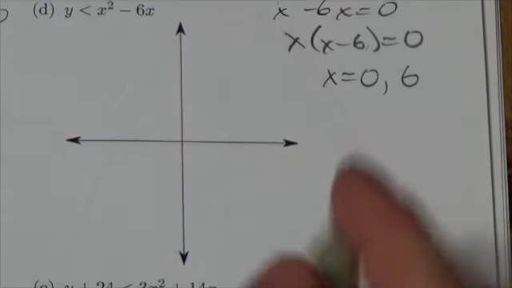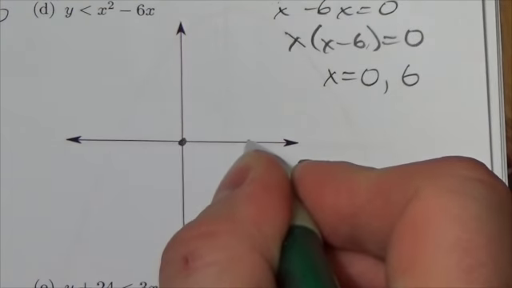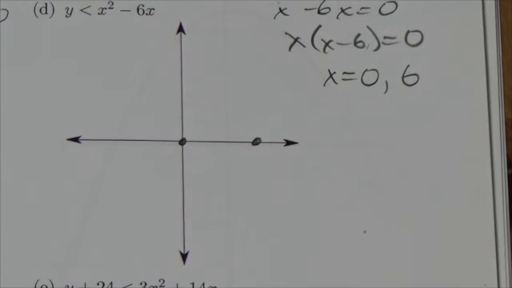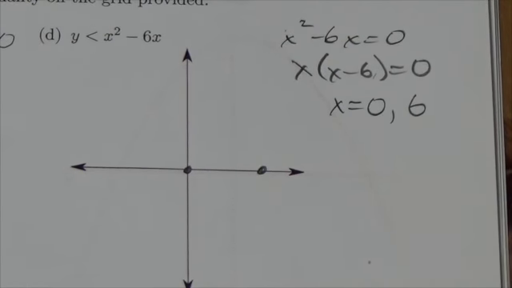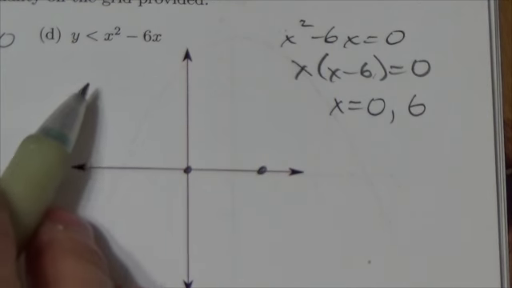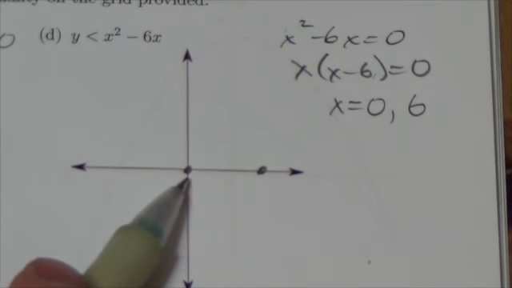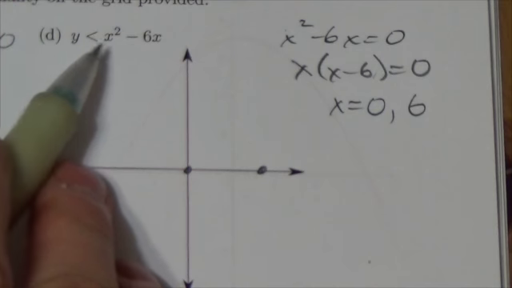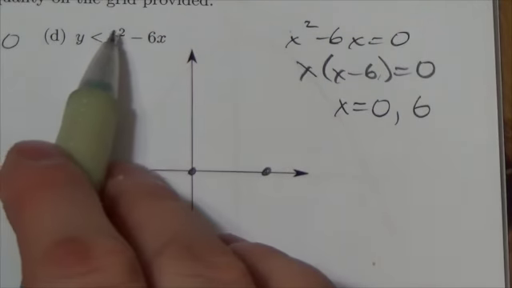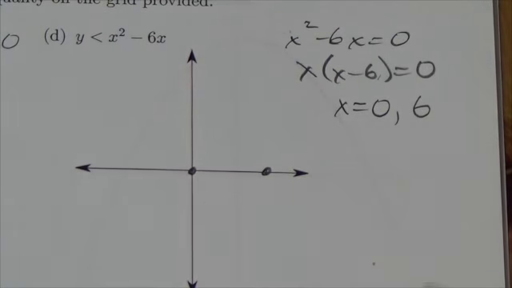So on the grid, roughly speaking, because I'm not asking for something exact here, what we're looking for is just, do you recognize what that inequality is doing? So I've got a parabola here that goes through 0 and 6, so it goes through the origin and 6. And I notice that the leading coefficient is positive 1. So this is a parabola that opens up.